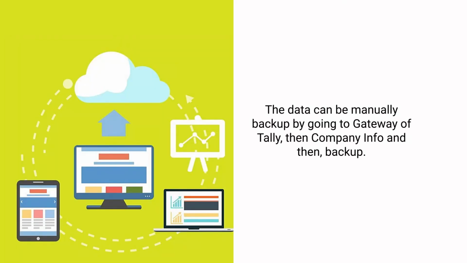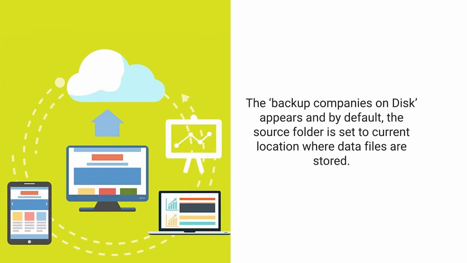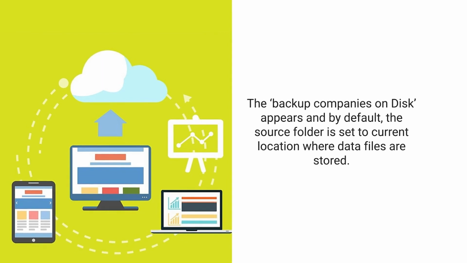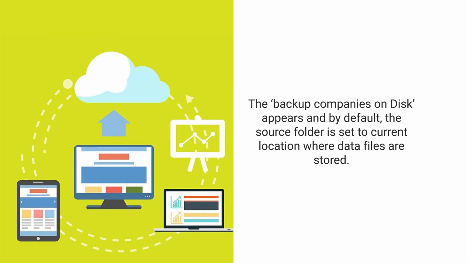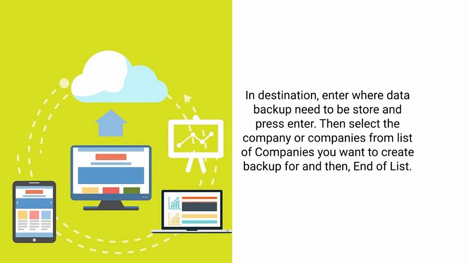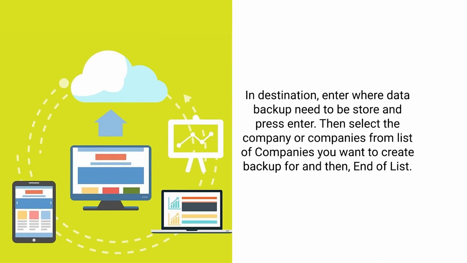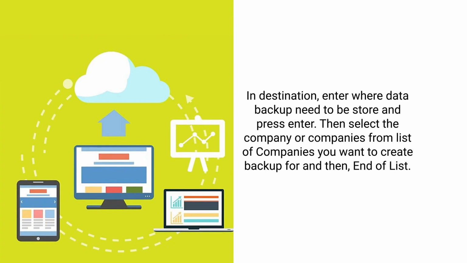Manual backup can be done by going to Gateway of Tally, then company info, then backup. The backup companies on disk appears and by default the source folder is set to current location, where data files are stored. In destination, enter where data backup needs to be stored and press enter. Then select the company or companies from the list of companies you want to create backup for, and then end of the list.